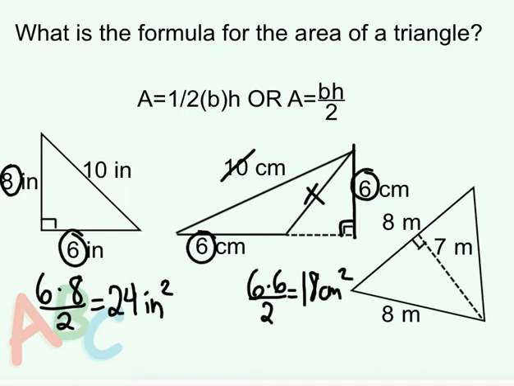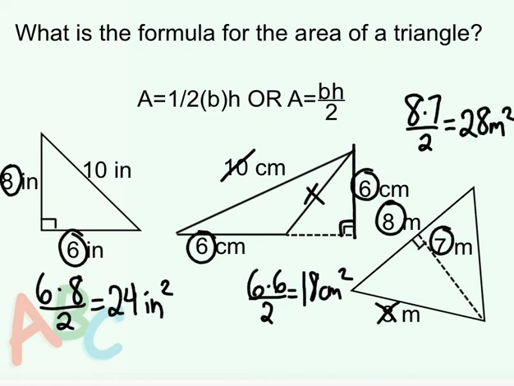And lastly, this funky triangle. Well, once again, we can't have slants, so this 8 is out. But this 8 is our base, and 7 is perpendicular, so it's our height. So we do 8 times 7 divided by 2. Well, that's 56 divided by 2, which is 28 meters squared. So figure out which one is your base and your height based on are they slanted or are they not. Okay, you're looking for things that are perpendicular.